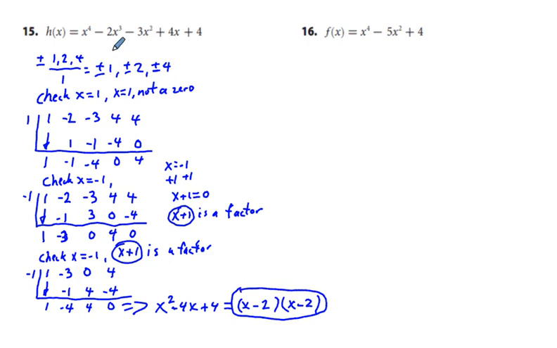So rewriting up here above, we have in factor form h of x is equal to quantity x plus 1 times quantity x plus 1 times quantity x minus 2 times quantity x minus 2. And that is going to be our answer to problem number 15.